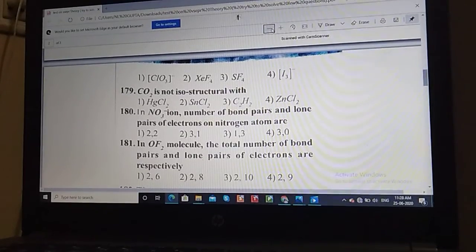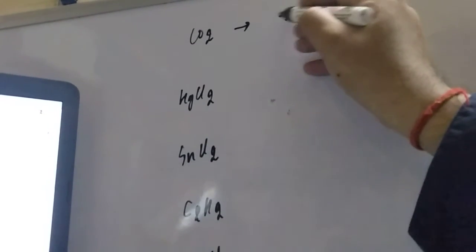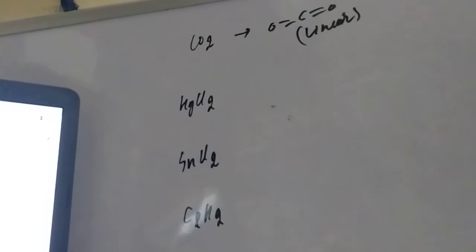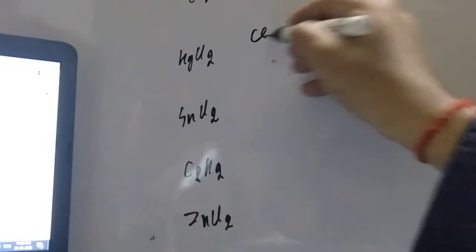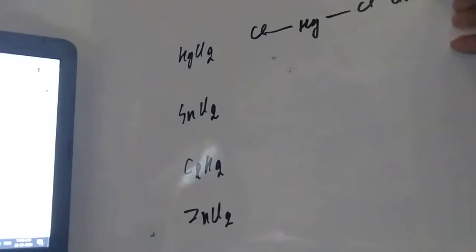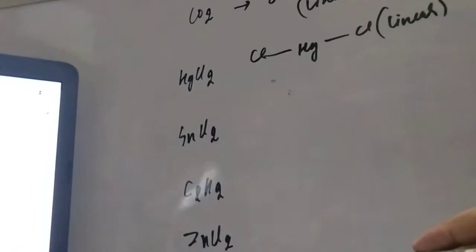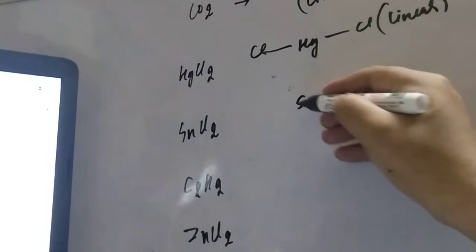Dear student, come to the board to understand this 179 number problem. CO2 has the structure C double bond O, C double bond O. This structure is known as what, student? This is the linear structure. Now they are saying CO2 is not isostructural with. Now HgCl2, student, if you talk about HgCl2, this is linear. Okay, HgCl2 is what, student? This is linear. Now SnCl2 is bent, student.